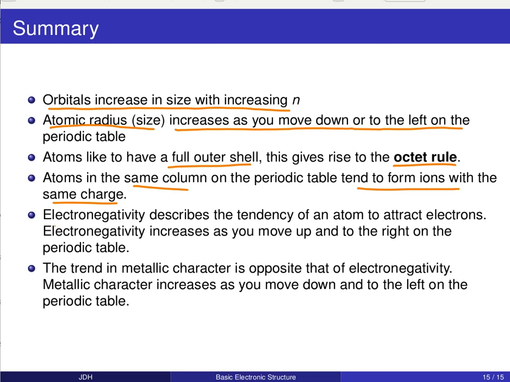Then we looked at this concept of electronegativity as a tendency to attract electrons, and we saw that electronegativity increases as you move up and to the right on the periodic table. So the last trend that we looked at is the trend of metallic character, which essentially is opposite that of electronegativity. Metallic character increases as you move down and to the left.